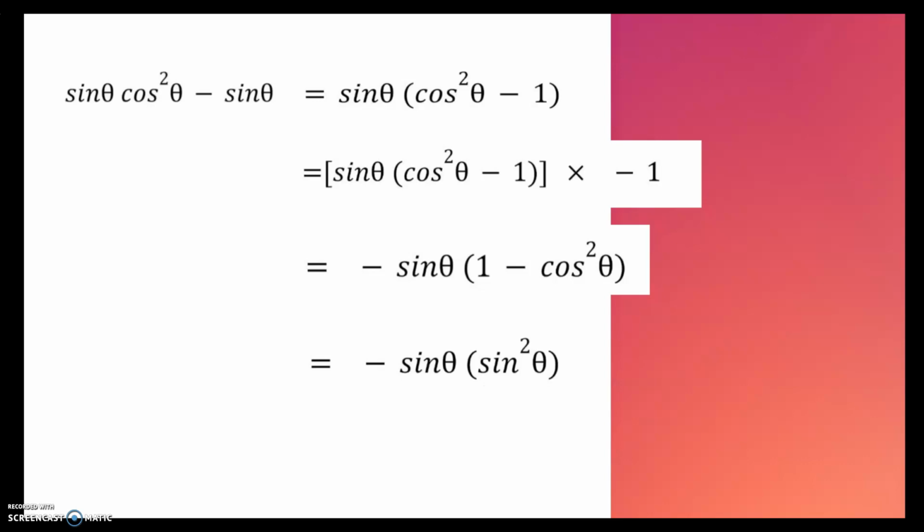Using the Pythagorean identity, you simplify it to negative sine of theta times sine squared of theta. You multiply them together and you get negative sine to the power of 3 of theta. That's your answer. Thank you for listening.